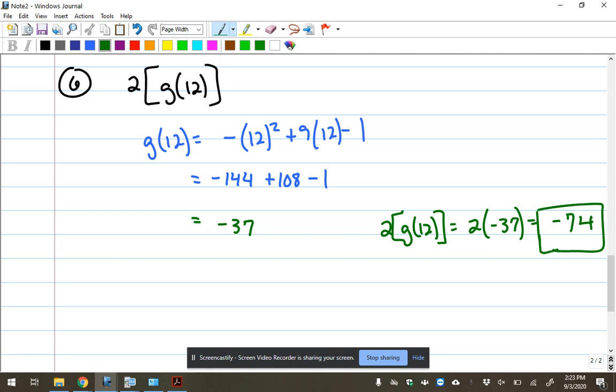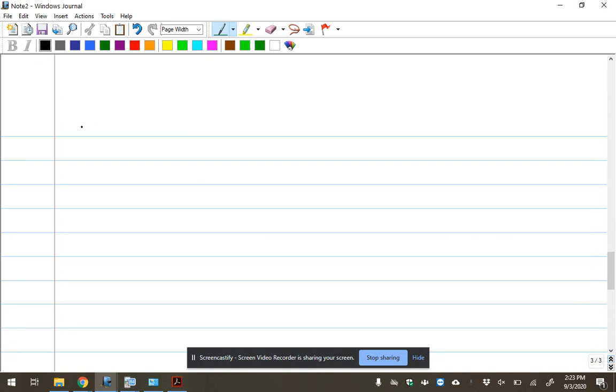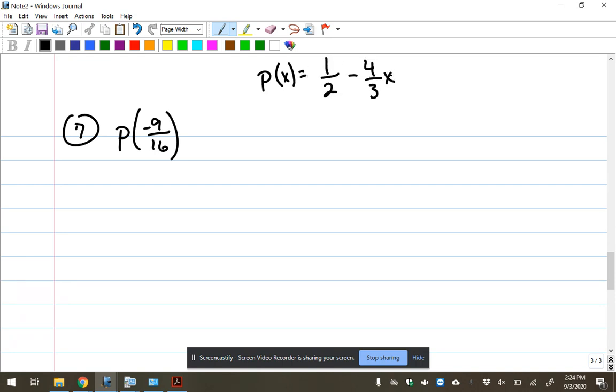Let's do number 7. Bunch of fractions in there. You need to practice doing fractions. P of negative 9 over 16. The P of x in the problem above, the instruction says 1/2 minus 4/3 x. So we're going to plug in negative 9 over 16 everywhere there's an x. So we've got 1/2 minus 4/3 times negative 9 over 16.